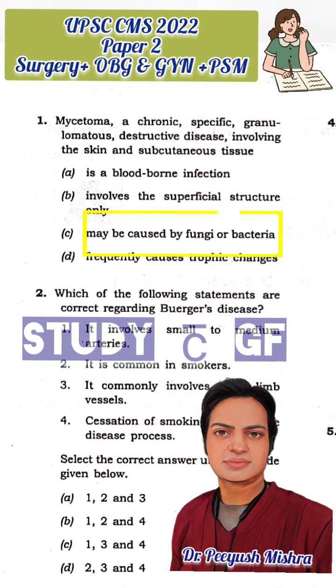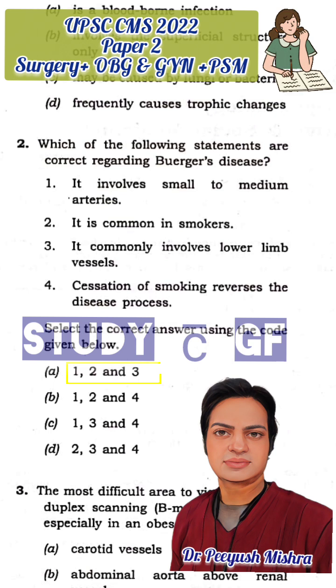Mycetoma, a chronic specific granulomatous destructive disease involving the skin and subcutaneous tissue, may be caused by fungi or bacteria. Buerger's disease involves small to medium arteries. It is common in smokers. It commonly involves lower limb vessels.